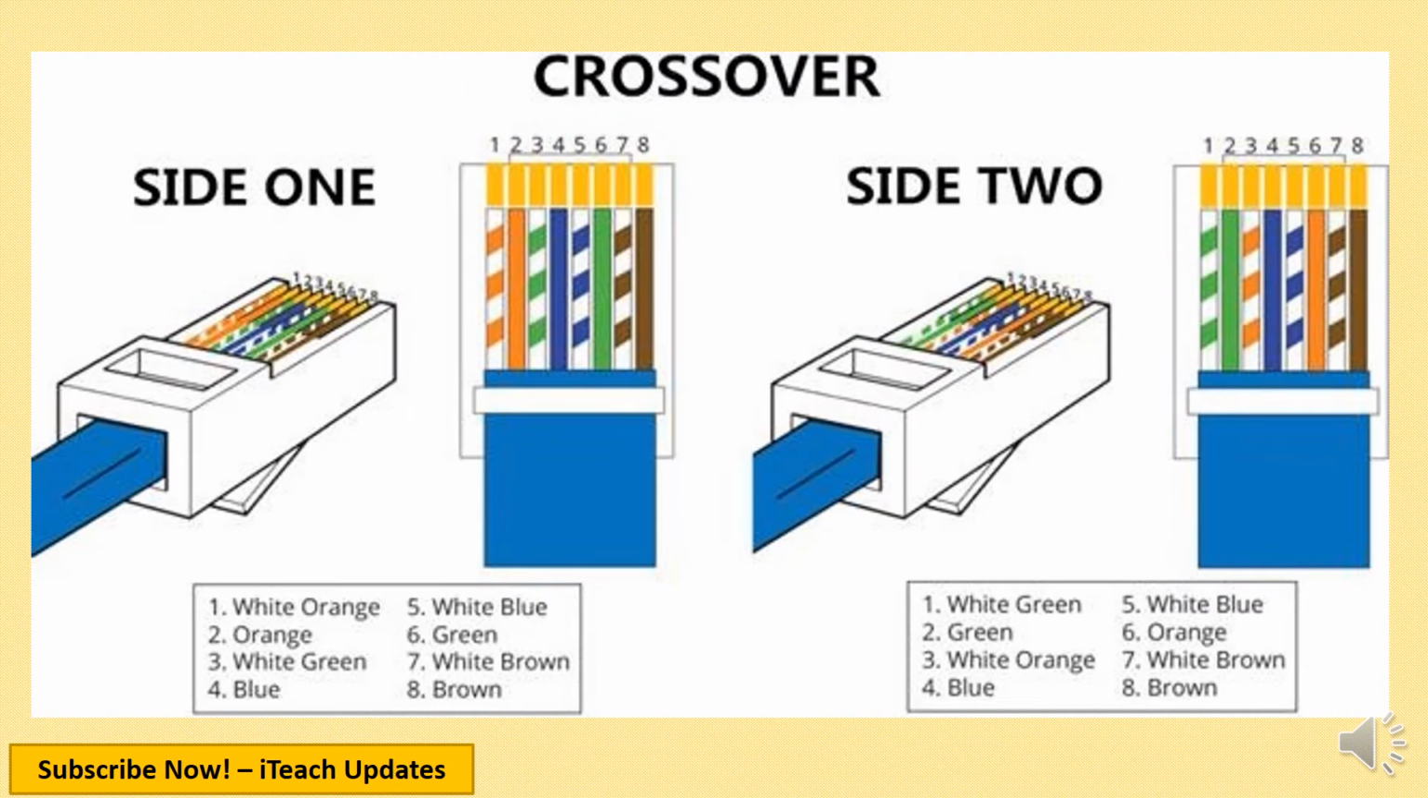Crossover. Side 1: white-orange, orange, white-green, blue, white-blue, green, white-brown, and brown. Side 2: white-green, green, white-orange, blue, white-blue, orange, white-brown, and brown. Meaning they have different ends.